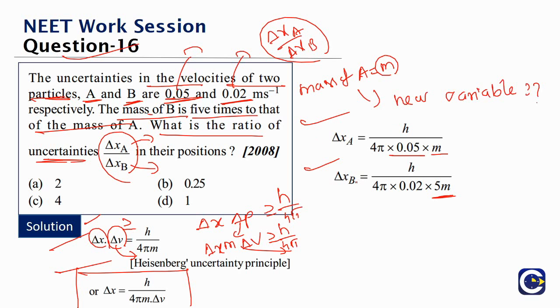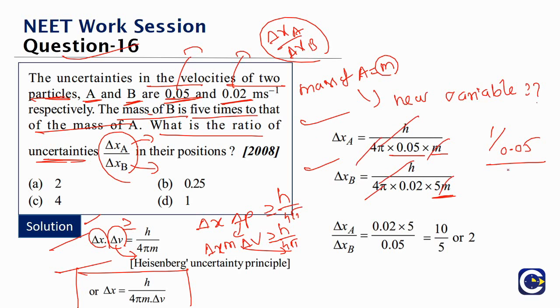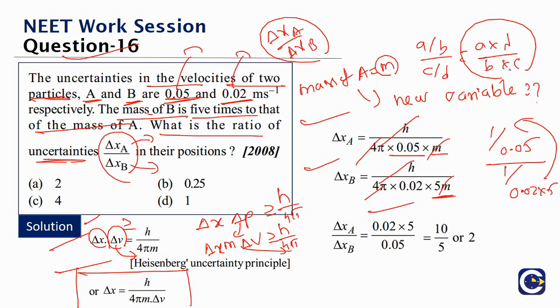So this is delta XA, this is delta XB. We are going to take the ratio. If you take the ratio, h by 4 pi will be cancelled. m is cancelled. So now this ratio will be 1 by 0.05 divided by 1 by 0.02 into 5. This will go to the numerator, so it is 0.02 into 5 by 0.05. If you have A by B divided by C by D, it will be equal to A into D by B into C. D will go to the numerator.